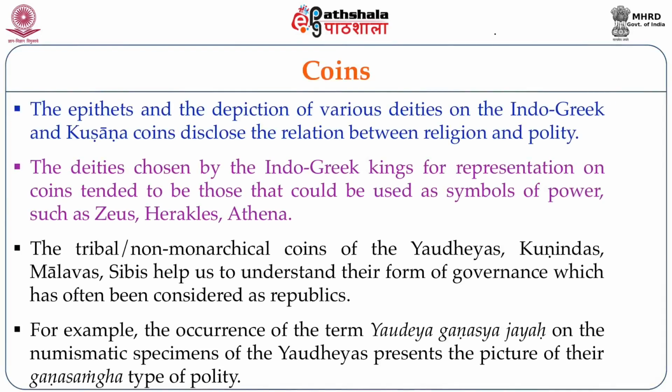And this group called Yodhyas have in their coins this epithet Gana. So we have the term Yodhya Ganasya Jaya on the numismatic specimens, and therefore we know their mode of governmental structure, that they followed non-monarchical polity. But gradually, after interaction with the monarchies, they were moving towards the monarchical polity, and sometimes they use the title Maharaja, which is absolutely of a monarchical polity.